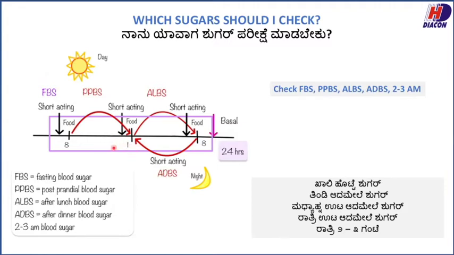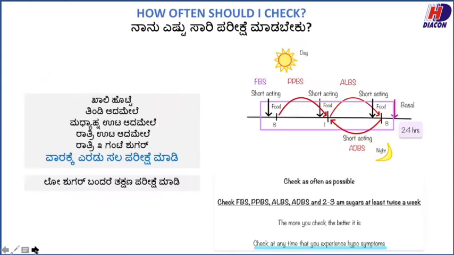Usually we say between 2 to 3 a.m., but anytime from midnight till 3 a.m., you can check your blood sugars at that point of time. How often should you check? The more often you check, the better it is. So you could check every day, and that's textbook. But yes, we understand that sometimes it's difficult to check every day.